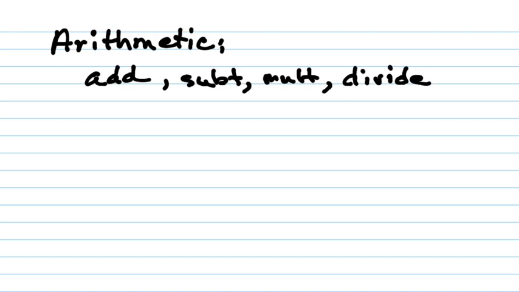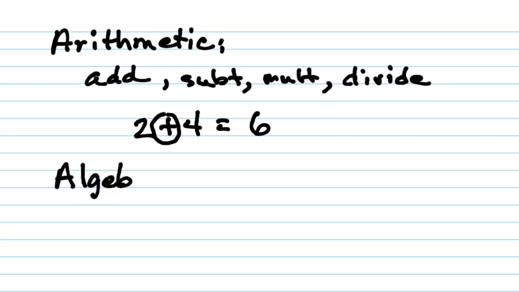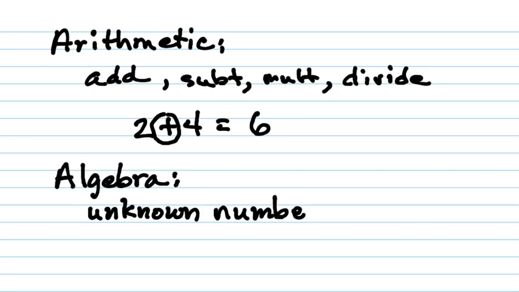So in arithmetic, we just have things like 2 plus 4, right? What operation is indicated here? Plus. Yep, and so 2 plus 4 just gives us 6, right? Well, the only difference between arithmetic and algebra is that in algebra, we're going to introduce the idea of an unknown number. You do this all the time. You just don't realize you're doing it.